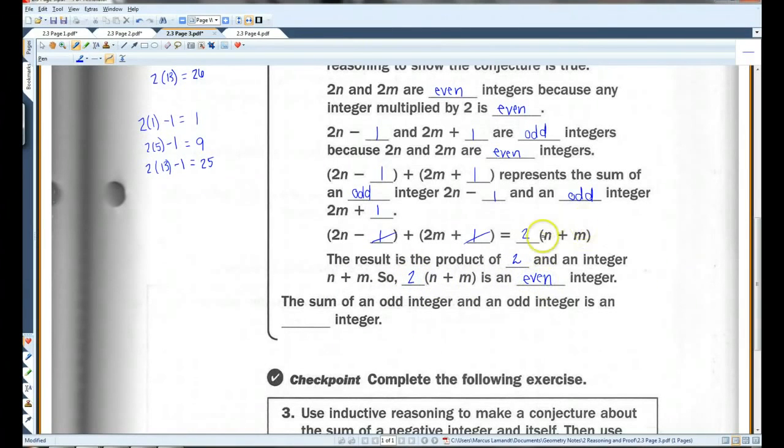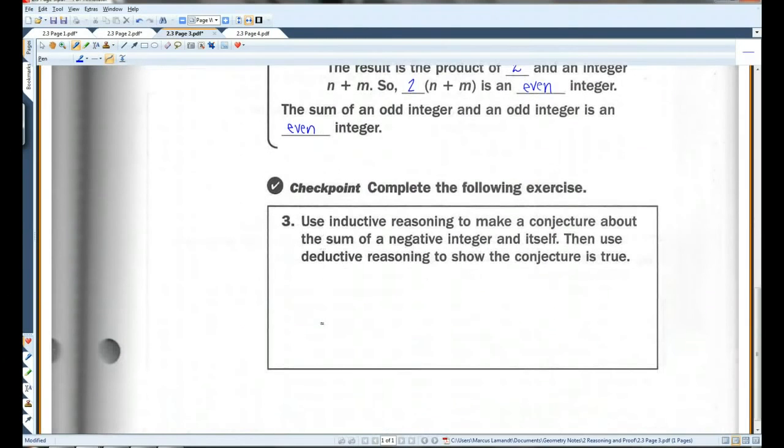Because if you think about it, whatever n and m are, if I add them together, I'm going to get some number. And if I multiply that number by 2, that number has to be an even integer. Okay? So this kind of acts as a proof that the sum of an odd integer and another odd integer is an even integer. Alright, I'll let you guys do this checkpoint. Let's go on to page 4.